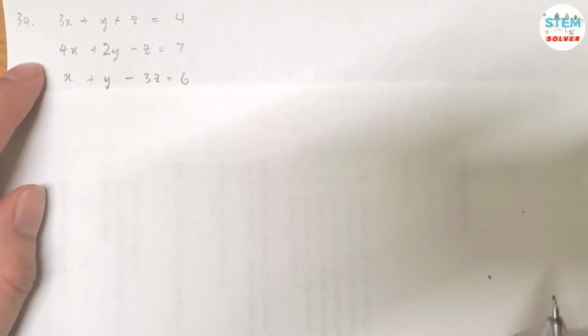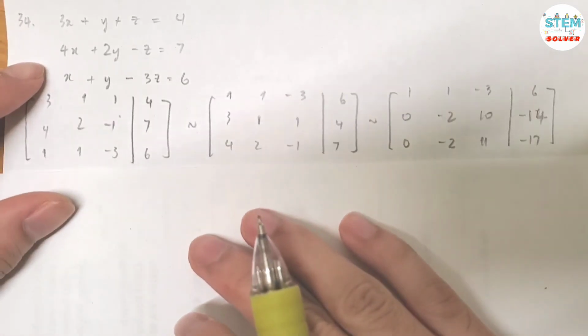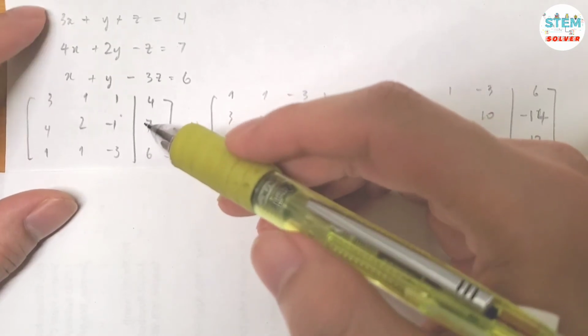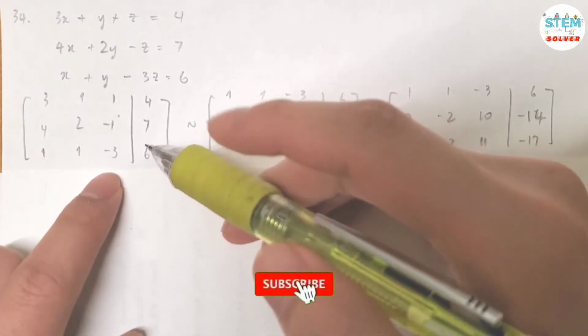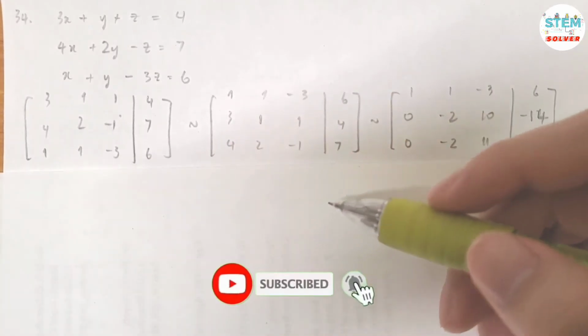Solve the given system of equations by either Gaussian elimination or Gauss-Jordan elimination. So here's the system of linear equations. First of all, let's rewrite it in matrix form. Basically you just write down the leading coefficients of x, y, and z into a matrix. And the goal is to solve this one.